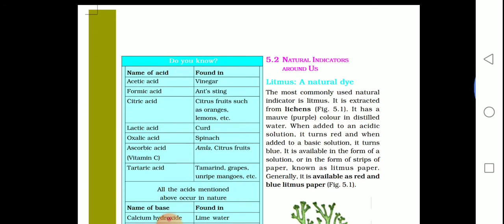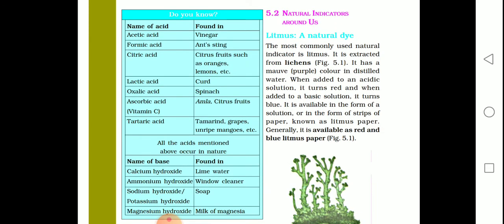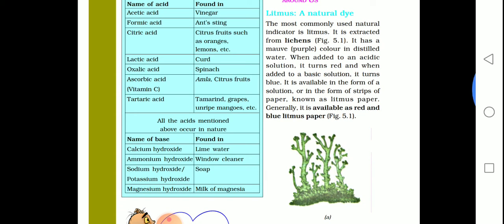Here in this table you will find the names of acids. Acetic acid is found in vinegar, formic acid in ant stings, citric acid in citrus fruits such as oranges, lemons and amla, lactic acid in curd, oxalic acid in spinach, ascorbic acid in amla and citrus fruits, tartaric acid in tamarind, grapes and unripe mangoes. All the above acids occur in nature.